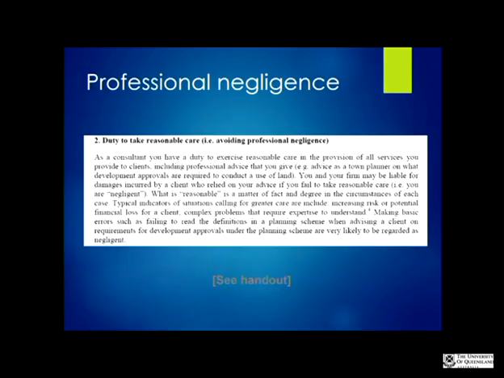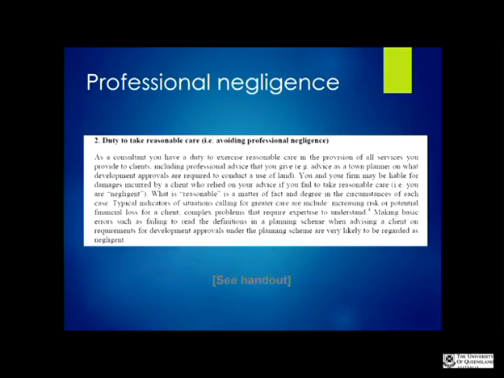For example, if you give advice and you miss one of the overlays in the planning scheme, or you miss something to do with building heights, and you write to your client and say, yes, this complies with the planning scheme, well, that would be negligent. That would be a breach of the duty to take reasonable care, because it's something that you're being paid to do as part of your services, to accurately read the planning scheme and tell them what the legal position is. So you can be personally liable for negligence, and the company that you work for can be liable for your negligence as well.